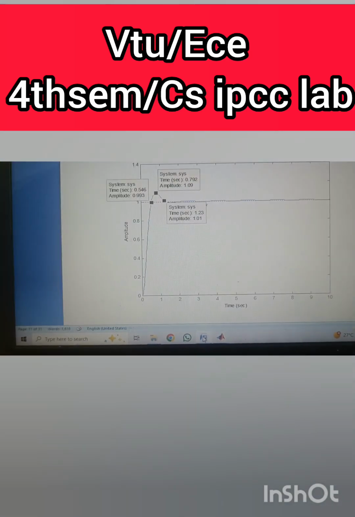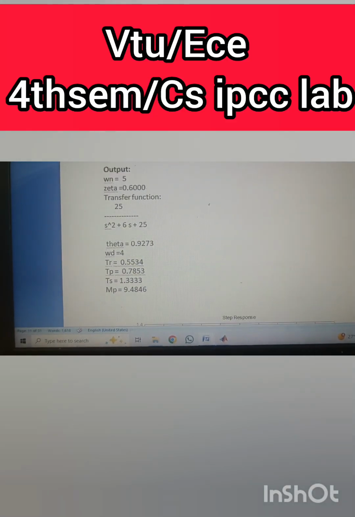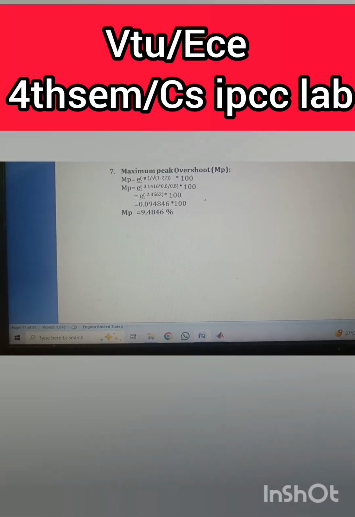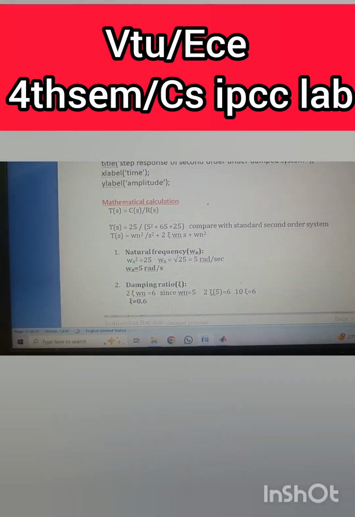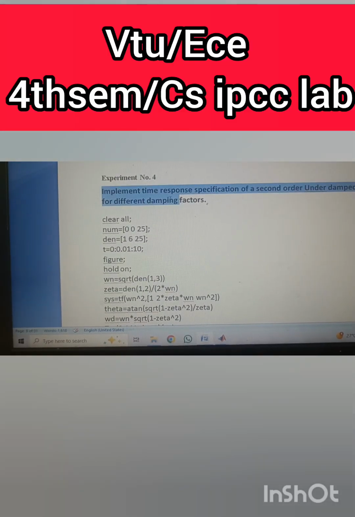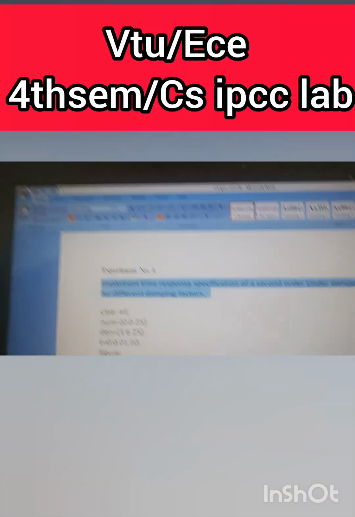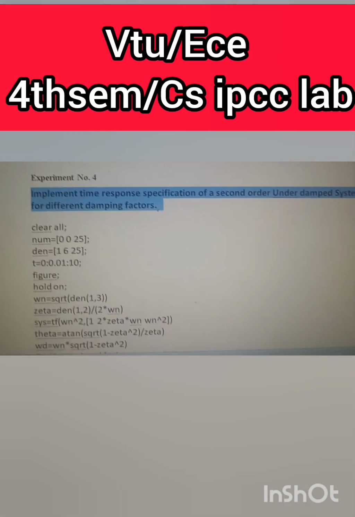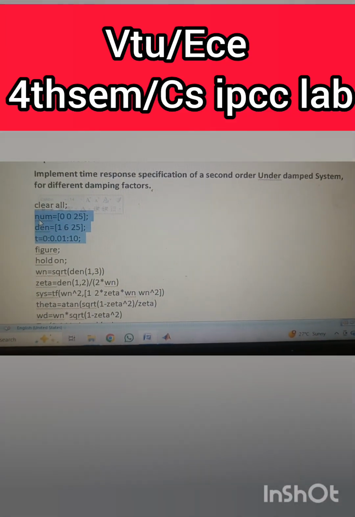And what is the experiment name? We are doing it for the second order system. Why second order? Because you can look at the transfer function, it has omega n square. So look at the MATLAB coding: implement time response specification of second order underdamped system for damping factors. The damping factor we have taken is 0.6. If you want to change it, you can change the numerator and denominator and go for it. Okay, thank you.